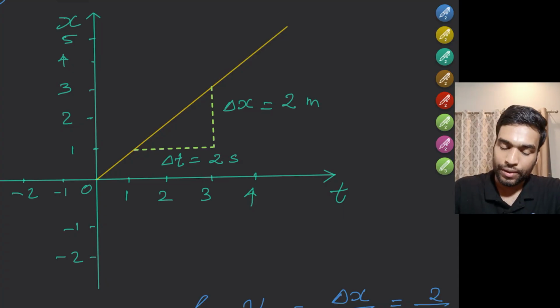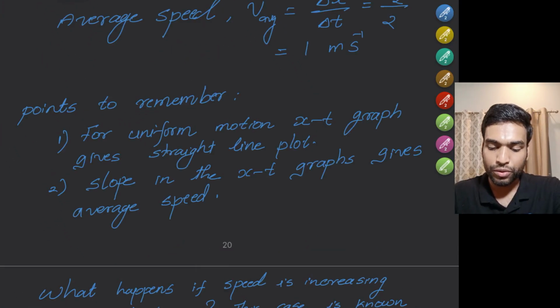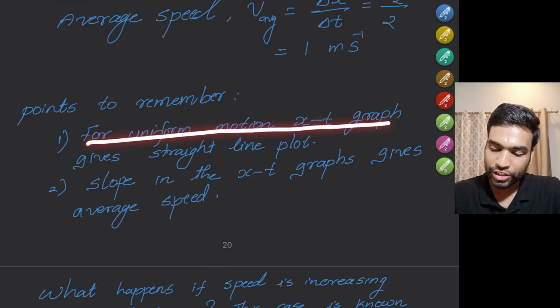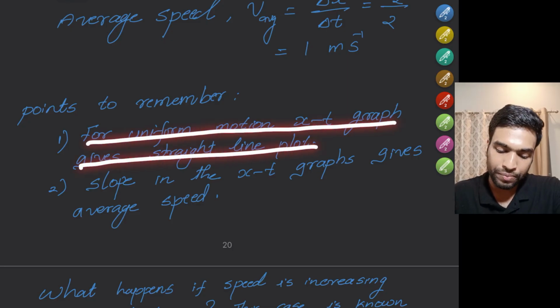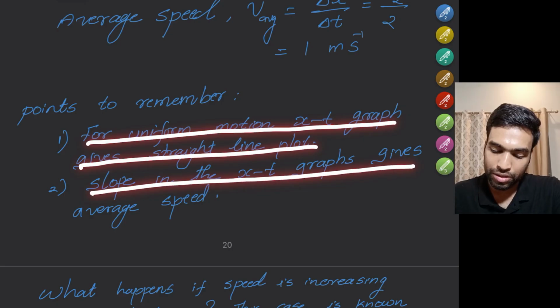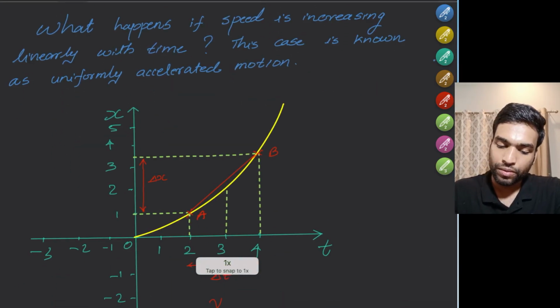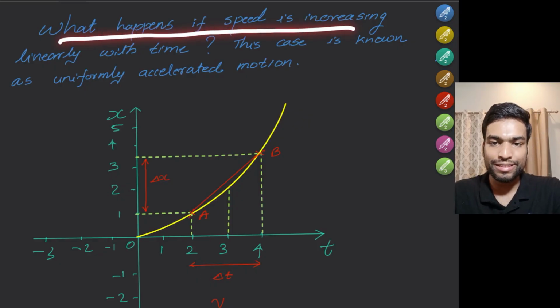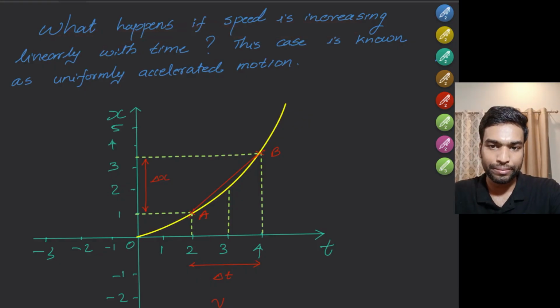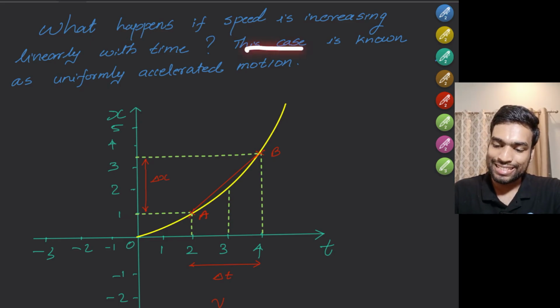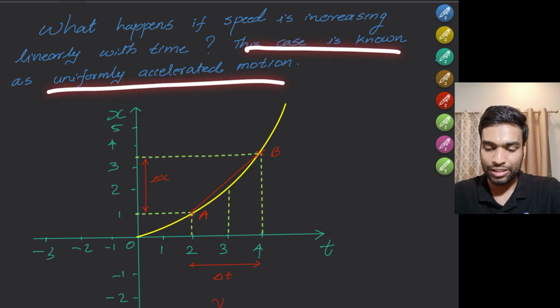So here are the points to remember. For uniform motion, the x-t graph gives a straight line plot. The slope in the x-t graph gives average speed. It's very important. Now, what happens if speed is increasing with respect to time? That means speed is varying with respect to time. So this case is known as uniformly accelerated motion.